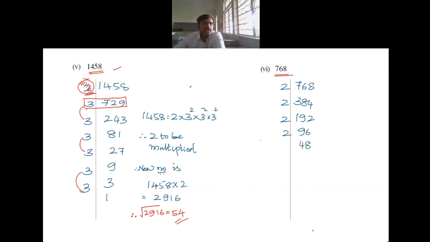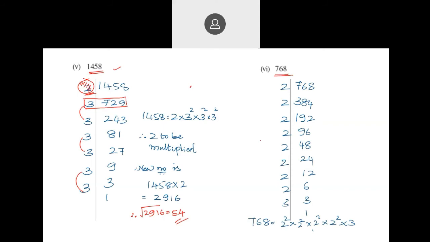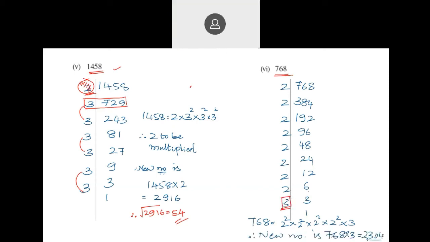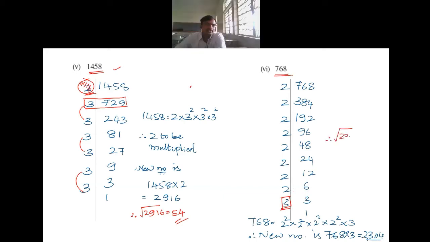We get 3 at the end. 3 does not have a pair, sir. So only 3 is not having a pair. So 3 is to be multiplied. If you multiply, we get 2304. Therefore, the root of 2304 is 48. Yes, sir.